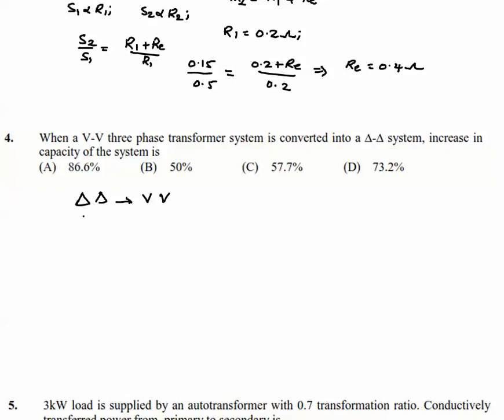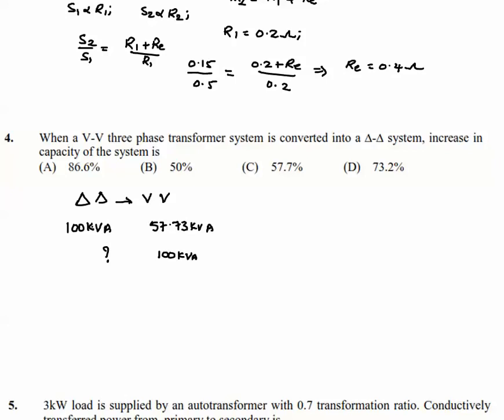Suppose for example the delta-delta system has 100 kVA capacity. When one winding is open circuited, then we will have 57.73 kVA as the capacity of this open delta winding. That means this much capacity is decreased when we open one winding. So now the given question is, suppose this is 100 kVA, how much will be the increase in capacity? So we have to represent it in terms of percentages.